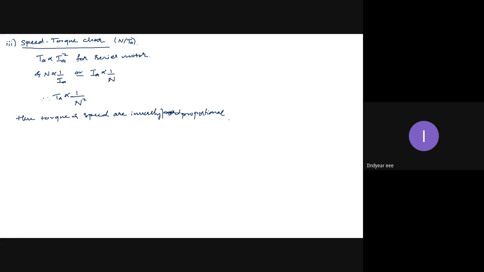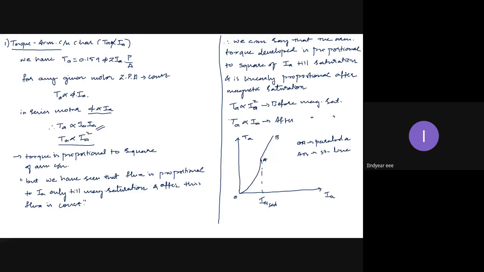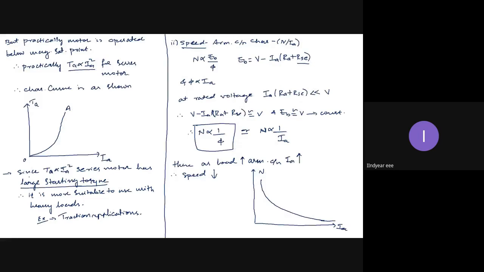And inversely proportional. Okay. So also this is evident that in the first characteristic we have seen that the starting torque of DC series motor is very high. So what does it mean? At starting the speed is very low, torque is very high. Okay. So at low speeds torque is high, at high speeds torque is low.